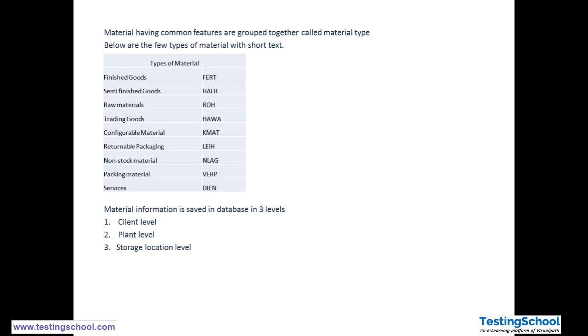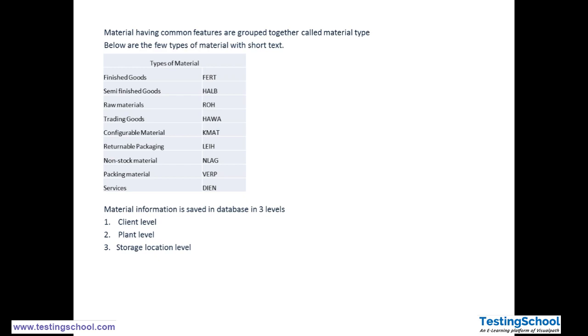We refer to finished goods as FERT, semi-finished goods as HALB, raw material as raw, and trading goods as HAWA. These are the types of material. These are short keys: FERT, finished goods; HALB, semi-finished goods. Material information is saved in the database at 3 levels. One is client level, another is plant level, and the third one is storage location level.